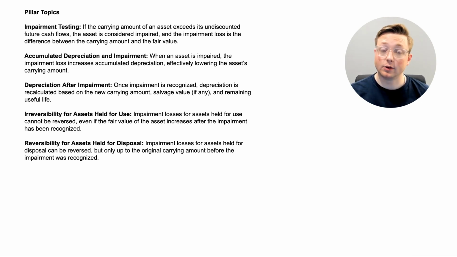However, if you have an asset held for disposal, you can potentially reverse that impairment loss, but you can only reverse it up to the original carrying amount before the impairment was recognized. And that makes sense. You can't magically have an impairment recovery that puts you above where you were before, because that would mean that you're recovering more than your impairment loss was in the beginning. So you can't go past the original carrying amount before the impairment. And with all that, those are the pillar topics for this video. And that is the end of the video.